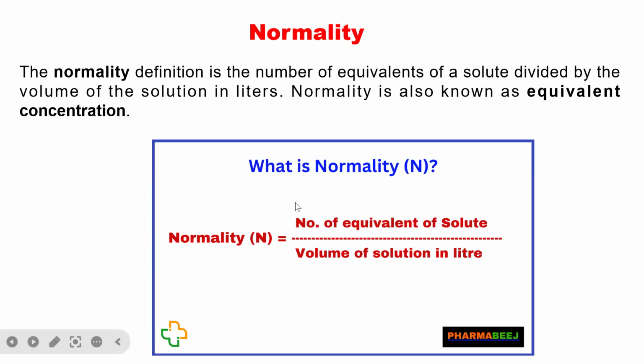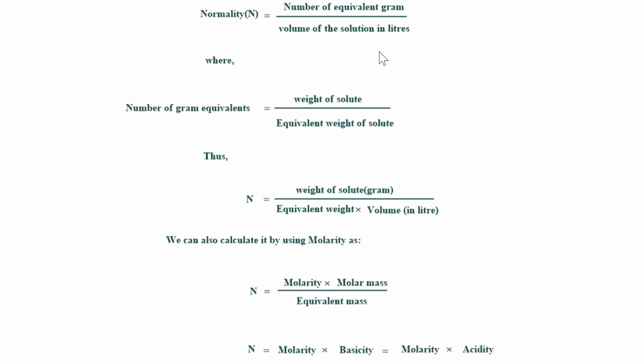So now, what is the formula for calculating normality? The formula for calculating normality is the number of equivalents of solute divided by the volume of solution in liters, meaning that whenever you are given the volume in milliliters or in cubic centimeters, you have to convert it to liters.